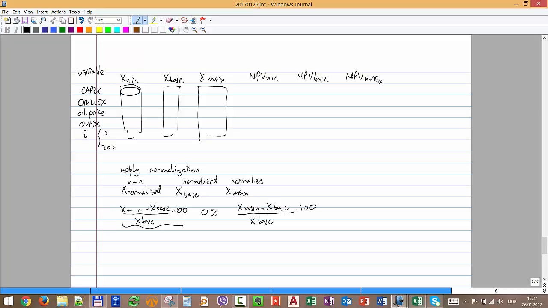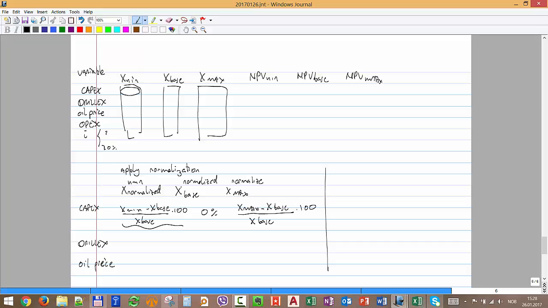And I do that for capex, opex, oil price. So really I'm changing the oil price between, for example, 40 and 60. And I'm changing capex between 1 billion and 0.9 billion. But at the end, the change around the base case is the same. Maybe it might be 10%, 20%. That clear? Yep.